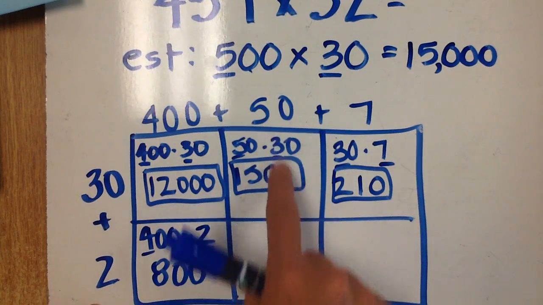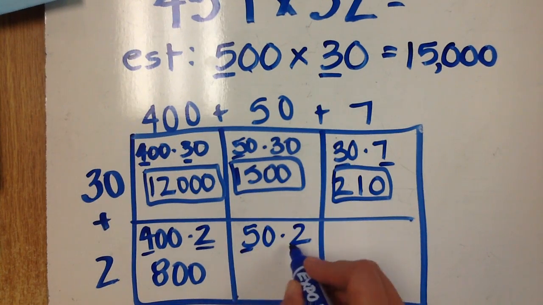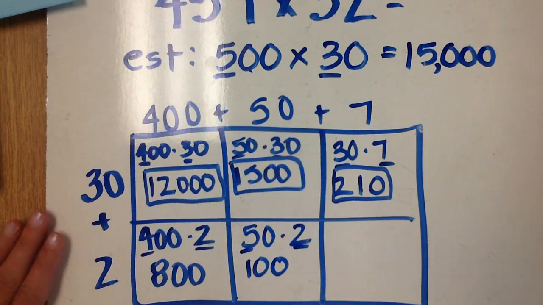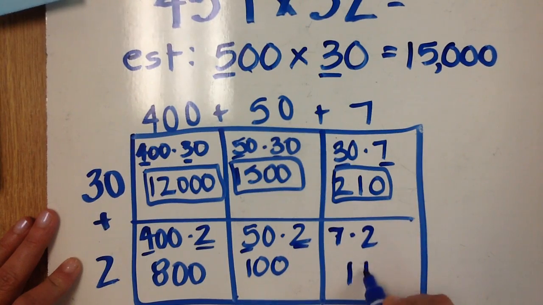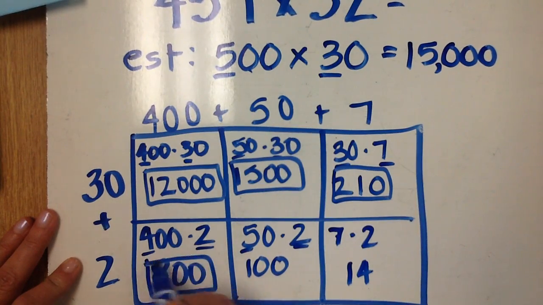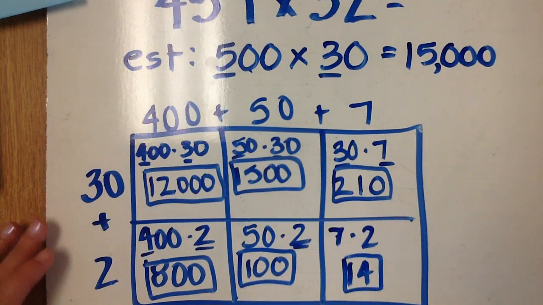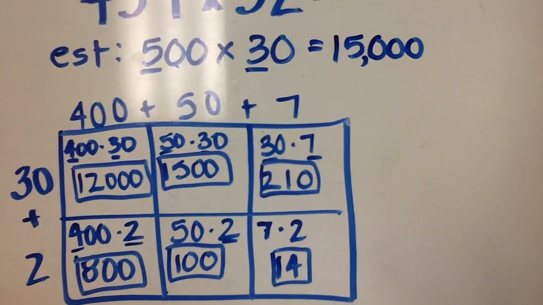For this section, I have 50 times 2. 5 times 2 is 10, and I have 1 power of 10 for a 0 there. And then in this section, I'm going to do 7 times 2, which gives me 14. So for this particular problem, I have 6 partial products. So I need to now add these partial products up to get my total product for this problem.